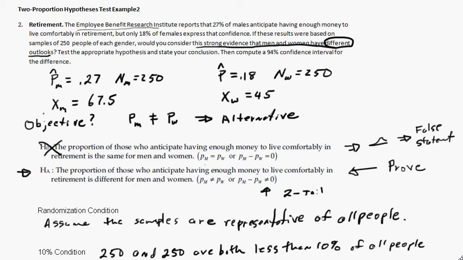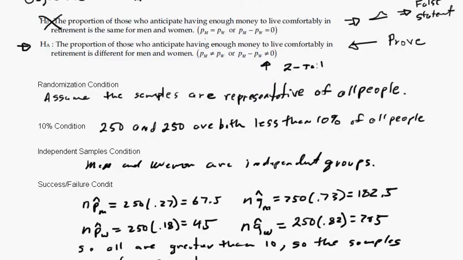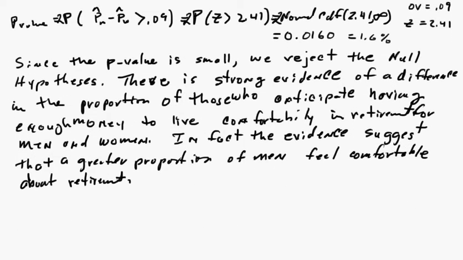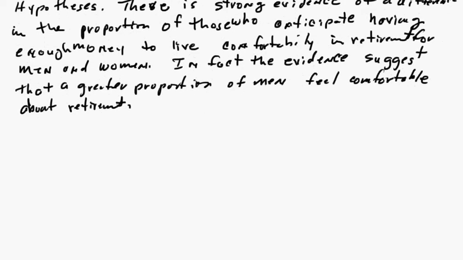Okay, this is part 2 of the retirement problem, where we're working with two proportions. And we've just finished a hypothesis test where we were able to conclude that more men than women feel comfortable about the money they've saved for retirement. So the question is, how much more? So what we would need to do is a confidence interval.